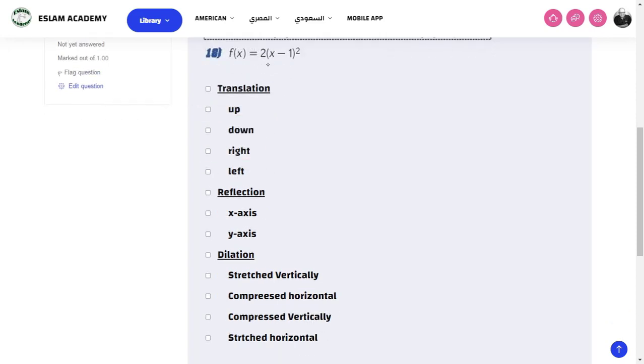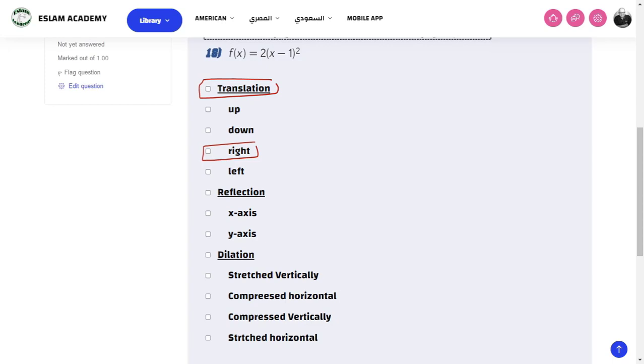F of x equals 2 multiplied by x minus 1 all to the power 2. Step number 1, look inside the bracket. Inside the bracket, we have adding and subtracting, which means we have a translation. But this translation is inside the bracket, so the graph will be shifted to the right or to the left. Once we have negative inside the bracket, the graph will be shifted 1 unit to the right. If we have plus inside the bracket, the graph will be shifted 1 unit to the left. Now we have 2 outside the bracket.